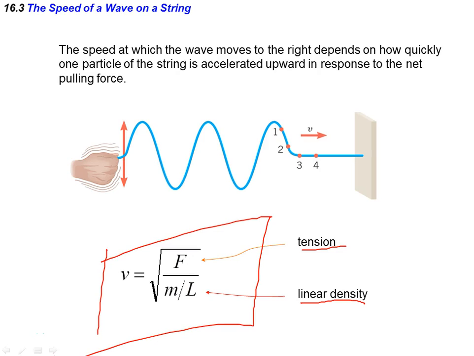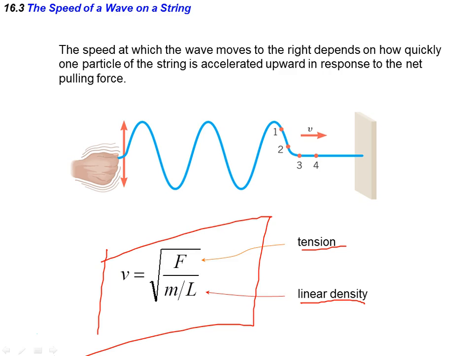In this video, we're going to look at the speed of a wave on a string and also the mathematical representation of a wave. So first, the speed at which the wave moves to the right in this picture depends on how quickly one particle of the string is accelerated upward in response to the net pulling force. And so we can find the velocity of any wave traveling on a string by the square root of the ratio of the force applied on the string, or the tension, divided by the linear density.